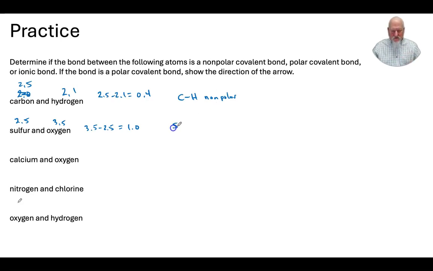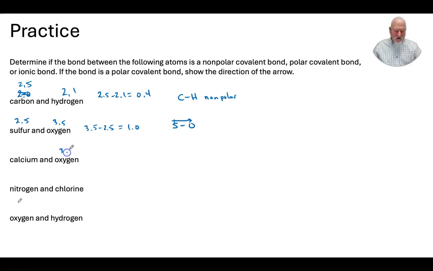So if I'm going to draw that, I'm going to draw an S and an O, and it says show the direction of the arrow. So remember, the arrow goes in the direction the electrons are pulled more, and then we put a positive sign, we cross the arrow on the end that's more positive. So when we have a polar bond, it tells us we need to show that. So the bond between S and O, sulfur and oxygen, would be a polar bond.